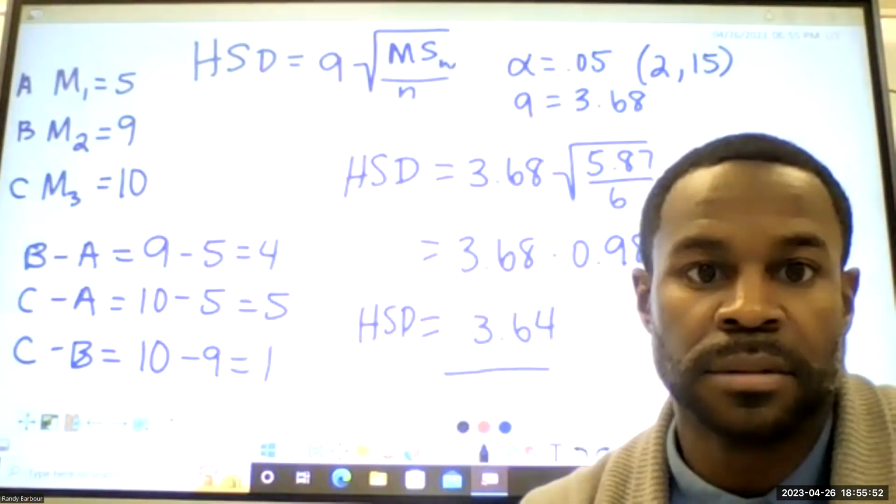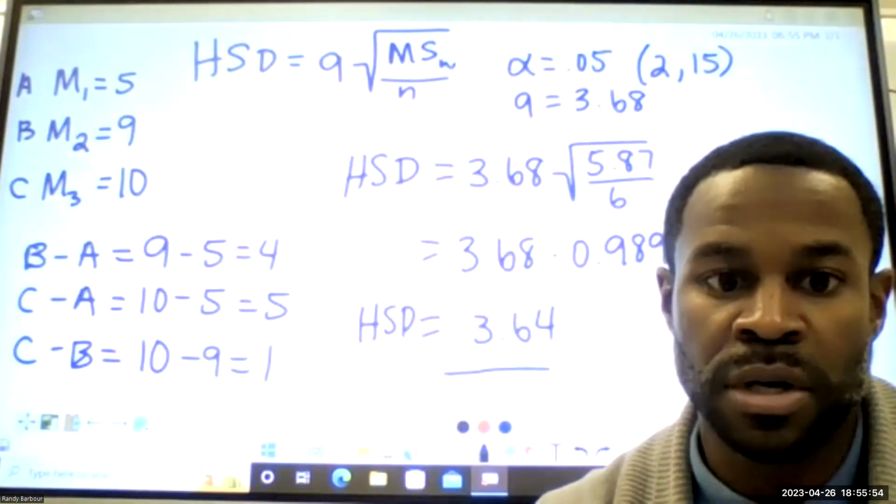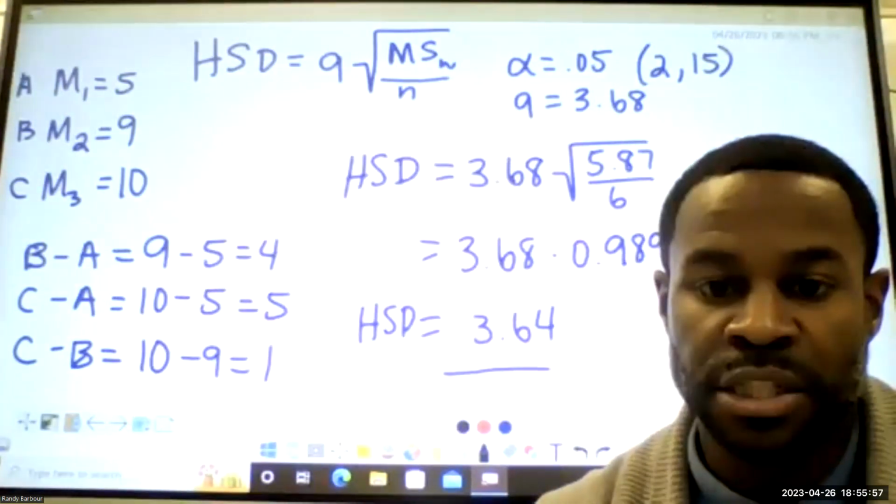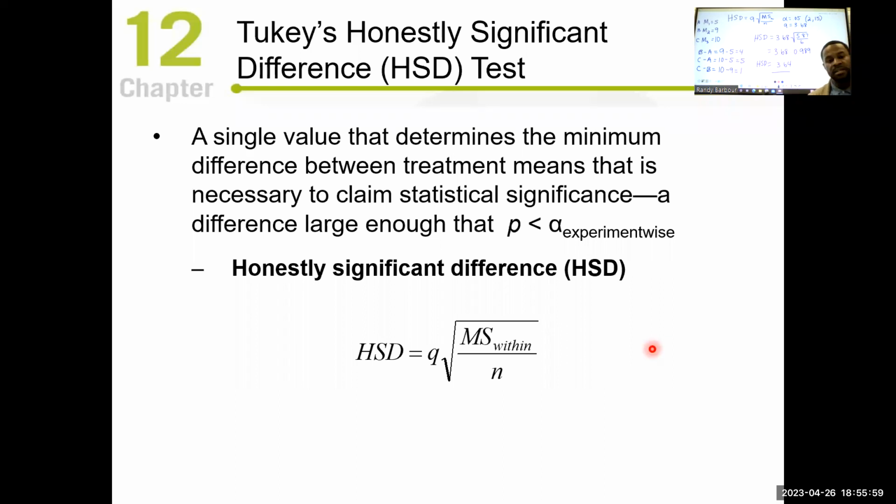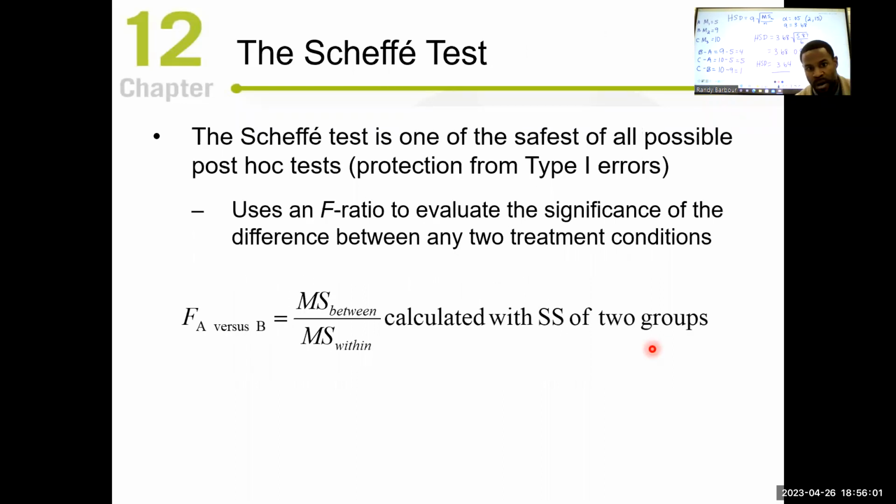Let's go back one more time. Share my screen. Let's get these slides shared. Okay, so that is HSD. Now this is my Scheffé test. I'm going to show you one example of the Scheffé test, and then we'll get out of here. With the Scheffé test, we need several different things, but I'm going to show you how we do it.